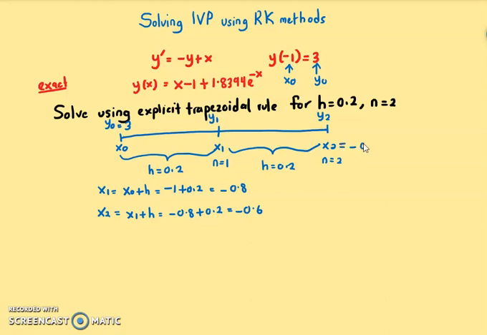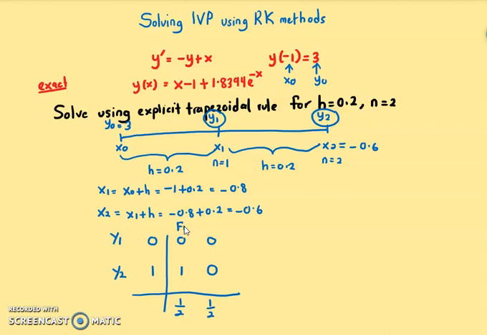So when x2 equals negative 0.6, what is y2? That's what we want to find out. Obviously, to find y2, you need to find y1 first. If you recall, the explicit trapezoidal rule is given by this Butcher tableau. There are two stages here: you have Y1, Y2, together with the stage derivatives f1, f2, and b1, b2, c1, c2.